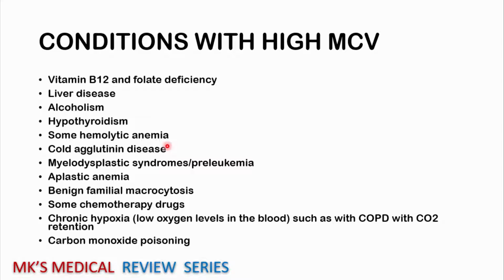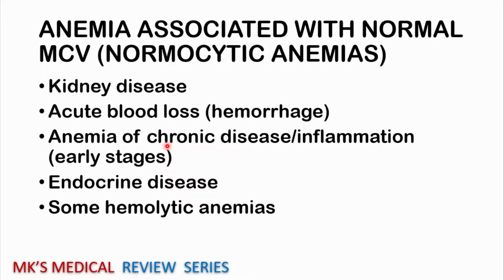This is just low levels of oxygen in the blood that may be seen with COPDs and even carbon dioxide retention. You may also get high MCV in carbon monoxide poisoning. Then sometimes anemia may be associated with normal MCV, so you refer to these as normocytic anemias. So you could get this in kidney disease, where the kidney is not really producing erythropoietin, so there is decreased production of red blood cells.